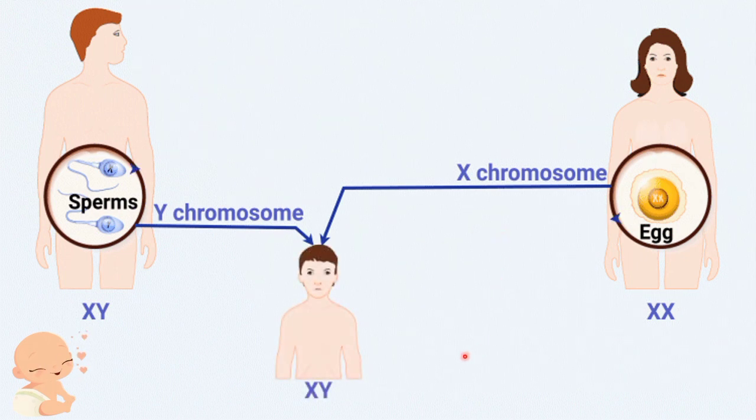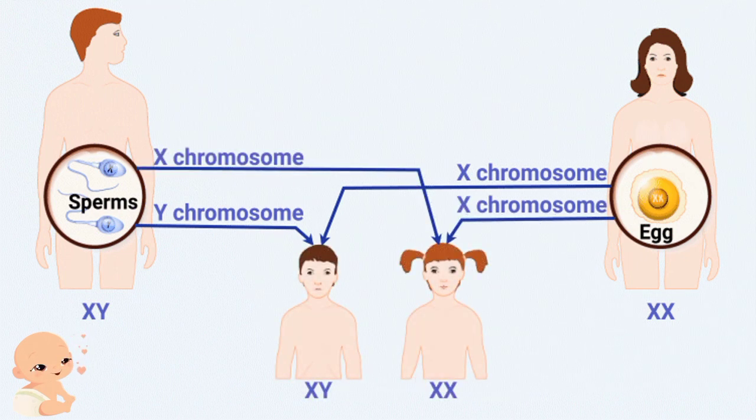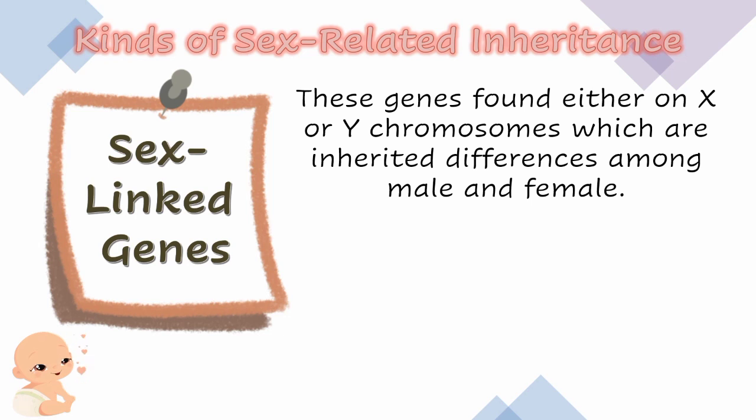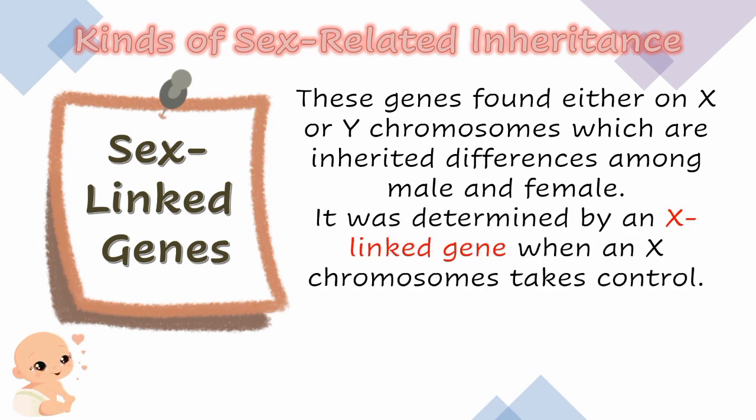There are different kinds of sex-related inheritance. The first one is the sex-linked genes. These genes are found on either the X or Y chromosomes, and are inherited differently among males and females. It is determined by an X-linked gene when an X chromosome takes control. On the other hand, Y-linked genes are those located on the Y chromosome.